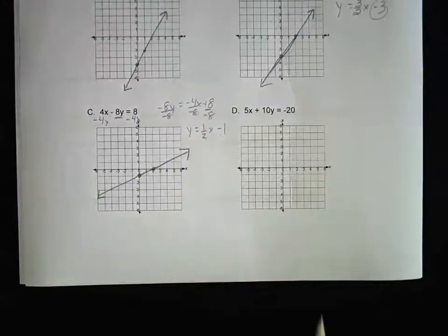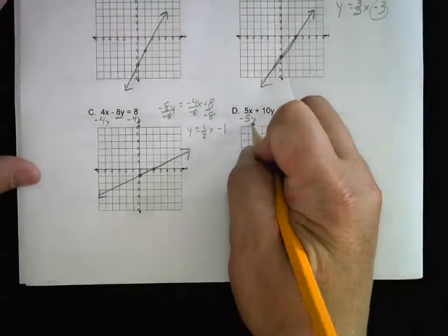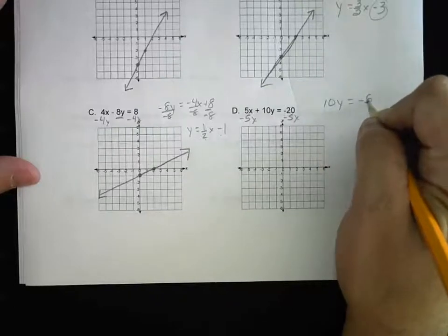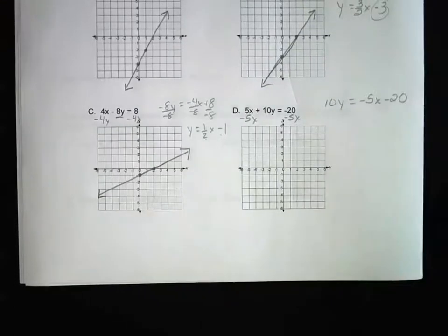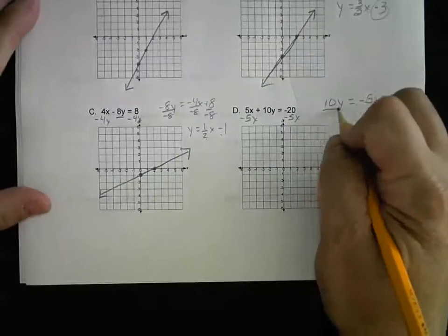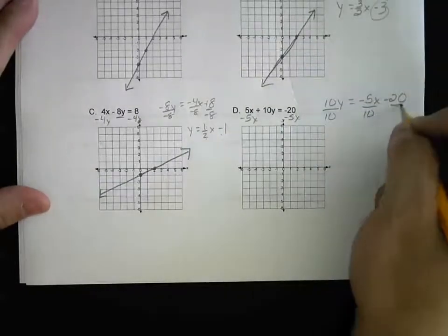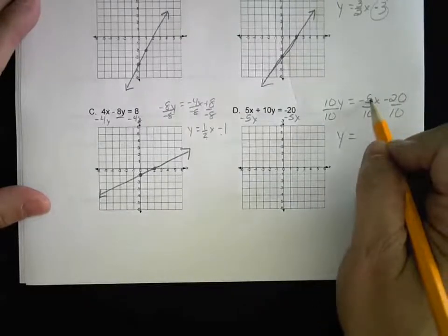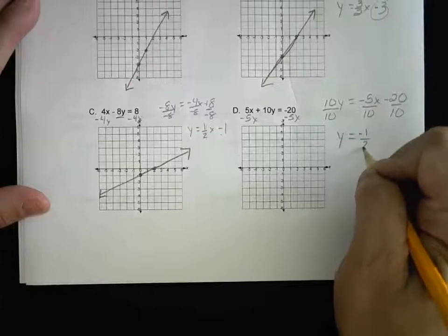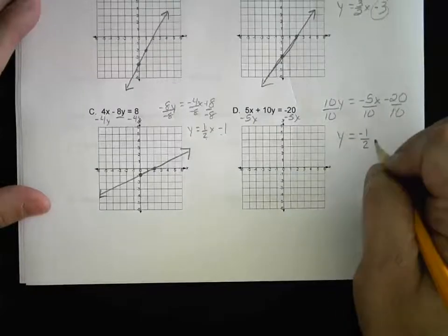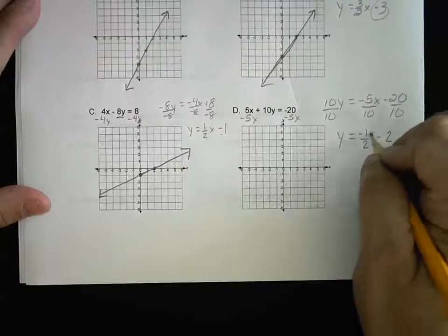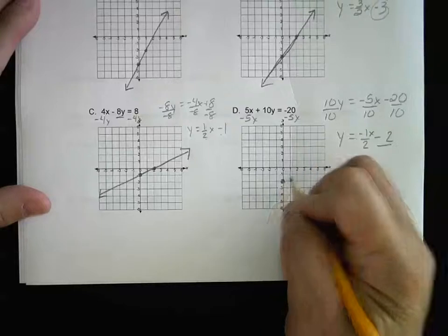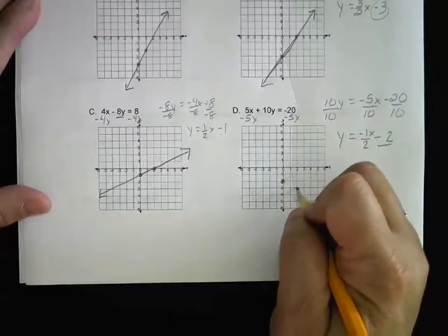Letter D, you will subtract 5x from both sides, and you have 10y equals negative 5x minus 20. From there you divide everything by 10, and that becomes 5 over 10 is 1/2. Negative 20 divided by 10 is a negative 2. And I forgot the x in there. Y-intercept is negative 2, and then our slope is down 1 and 2 to the right.